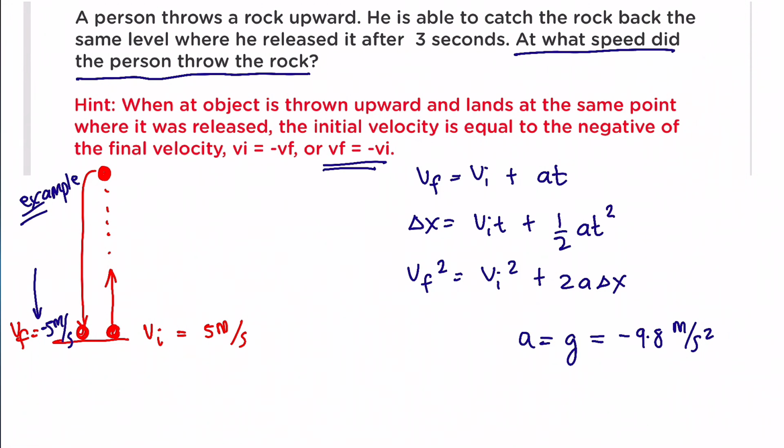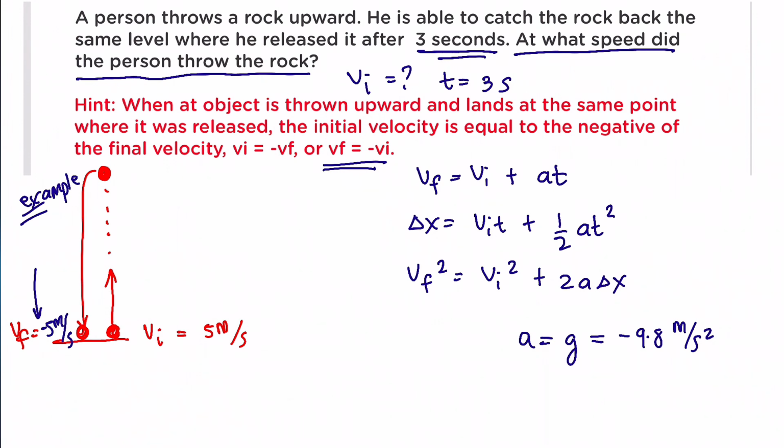Now, what are the things that we are given? Once again, let me write that down. We need to solve for initial velocity. What else do we have in the problem? What is given? The problem gives us the time. It is 3 seconds. So we have time, which is 3 seconds.